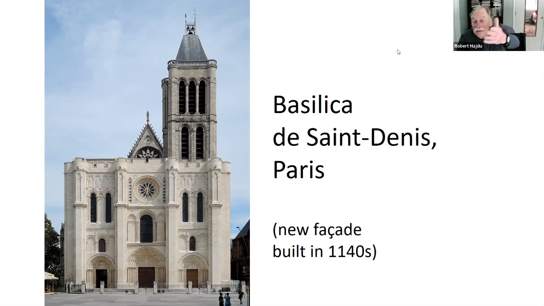So this is the Abbey of Saint-Denis. I'll just talk over it. Suger decided to renovate in the 1140s. Saint-Denis, like many other places, had been a church that was functioning probably from the 4th and 5th centuries.